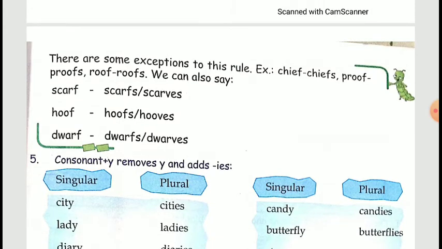Example, chief, you can also add S at its end to make it plural. Proof, proofs; roof, roofs. We can also say scarf. For such words, either you can add S or remove F and add VES. Both forms would be correct. Hoof, hoofs or hooves; dwarf, dwarfs or dwarves. As per the exceptions, you can add either S or remove F and add VES. Both forms would be correct.